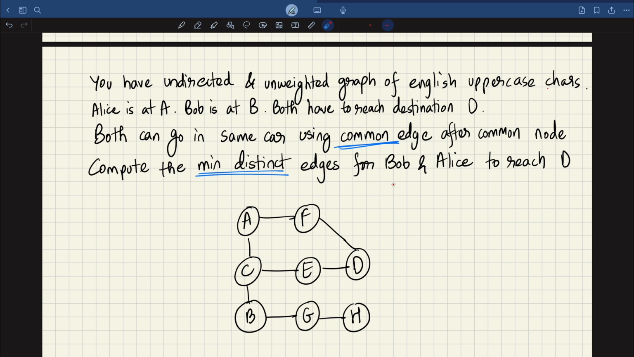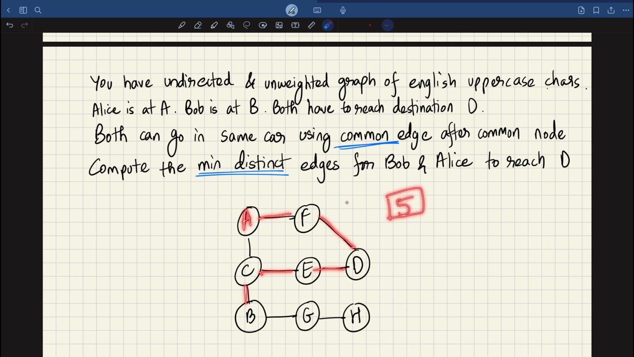So I hope you have tried this problem on your own. So in this problem, we saw that when LS uses an individual path and Bob uses his own individual path, then the distinct edges were 5. And when both of them used a common node, then the distinct edges used were 4. Hence, what we have to do is use the common node so that the answer would be as small as possible. Okay, we have to use a common node in order to reach the destination D.